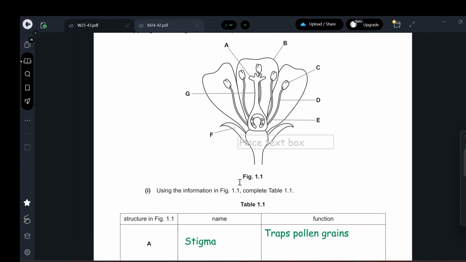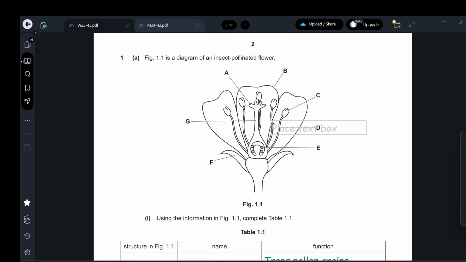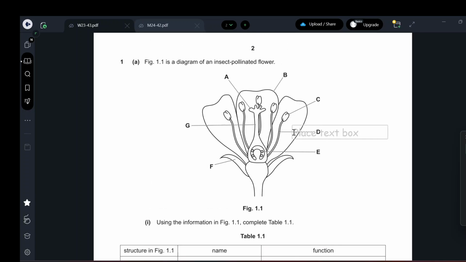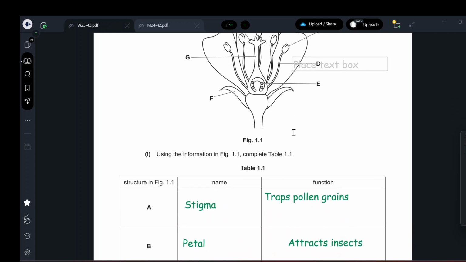The question. A is the stigma. What does the stigma do? It catches the pollen grains. Okay. B, petals. What does the petals do? It is colorful to attract the insects.